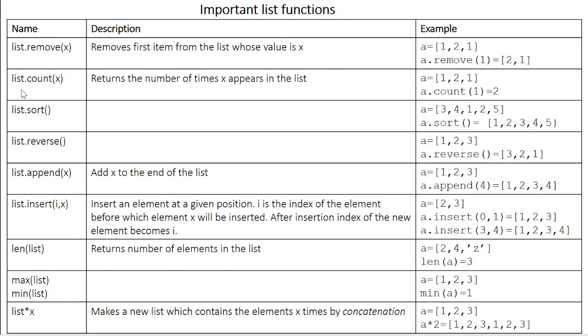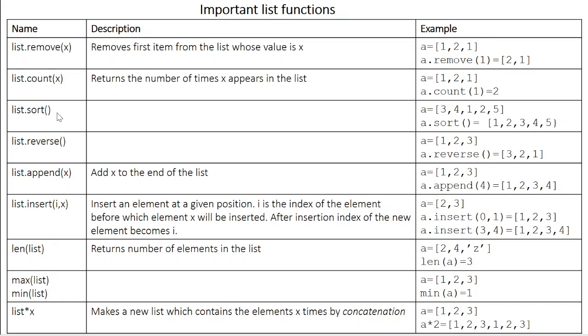Next function is count. list.count(x) returns the number of times element x appears in the list. So when I take list A equal to [1, 2, 1], when I say A.count(1), it counts the number of times element 1 appeared in the list. So this is 2.